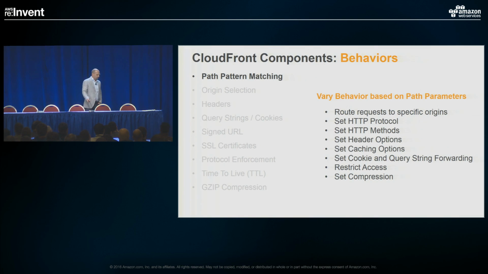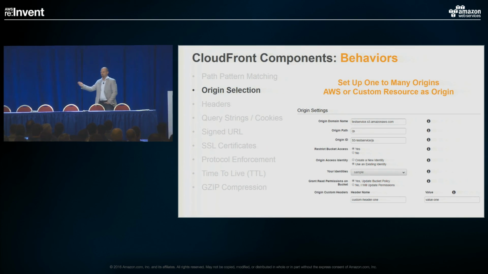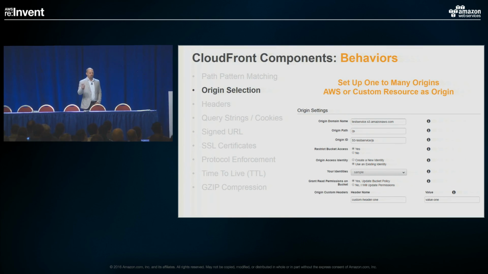You can restrict access for content that is specific for particular users, subscription, etc., or you can set compression. You could do this on every single behavior that matches that particular path pattern. So as an example, let's say a path pattern is set up and we want to use it to select a particular origin. Let's say you always have one origin for CloudFront, but let's say you have 4 or 5 origins. What you can do is set up your path pattern, and then based on that pattern, you can select which origin to route to.